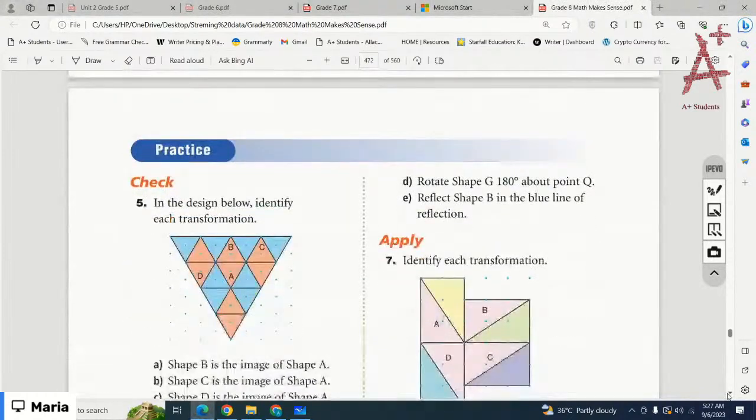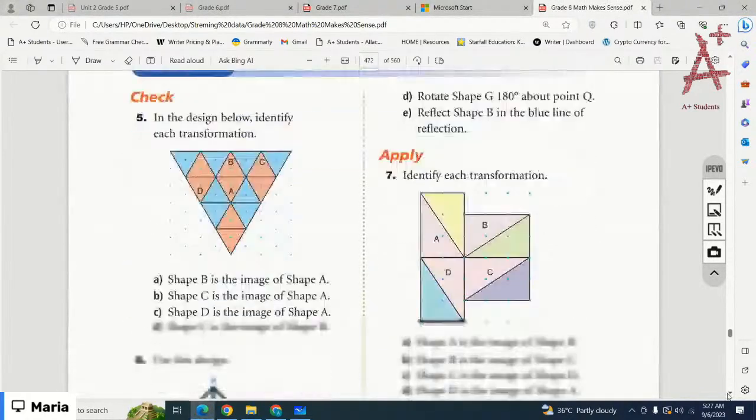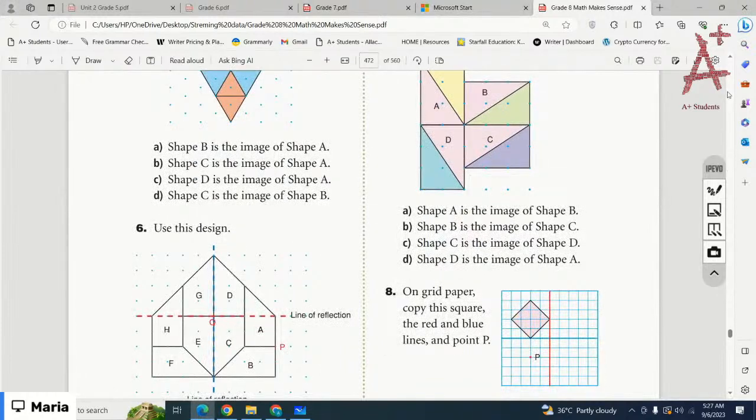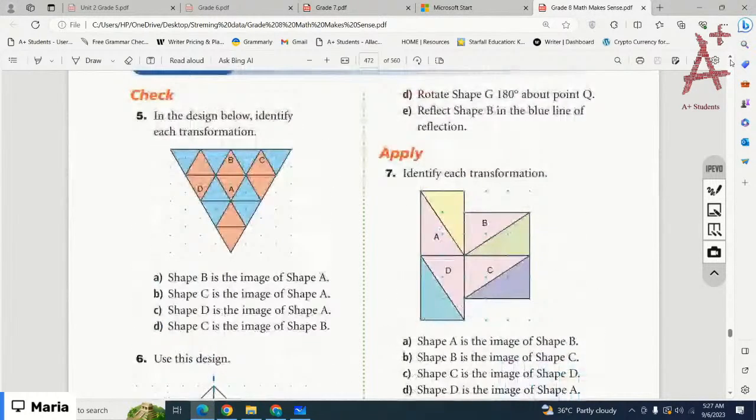Then you have the practice questions. Okay, let's just try question number 5. In the design below, identify each transformation.